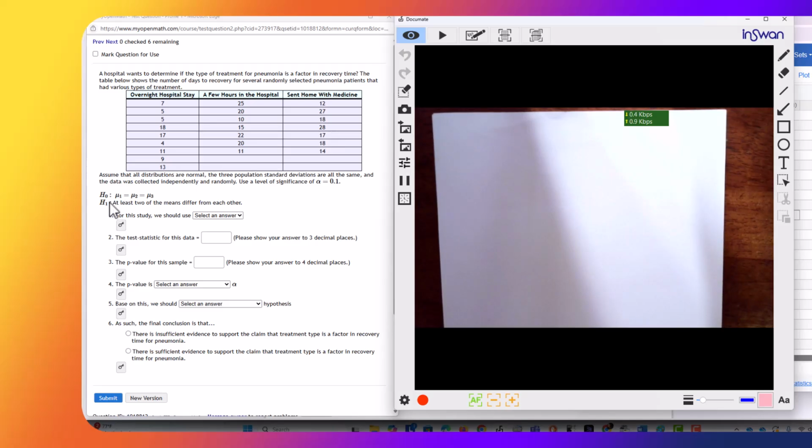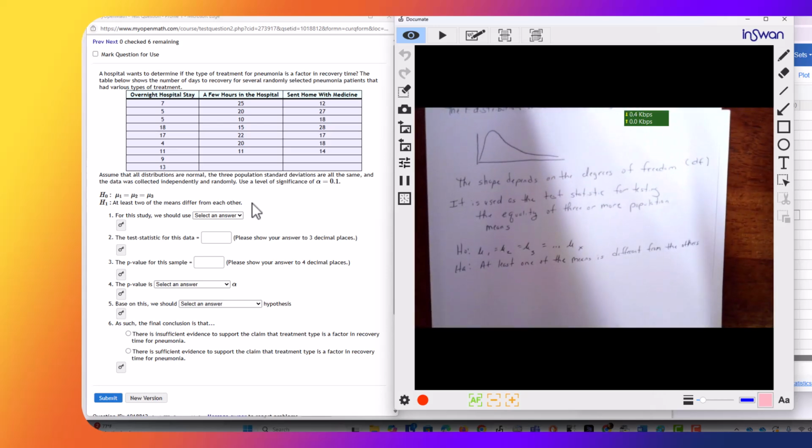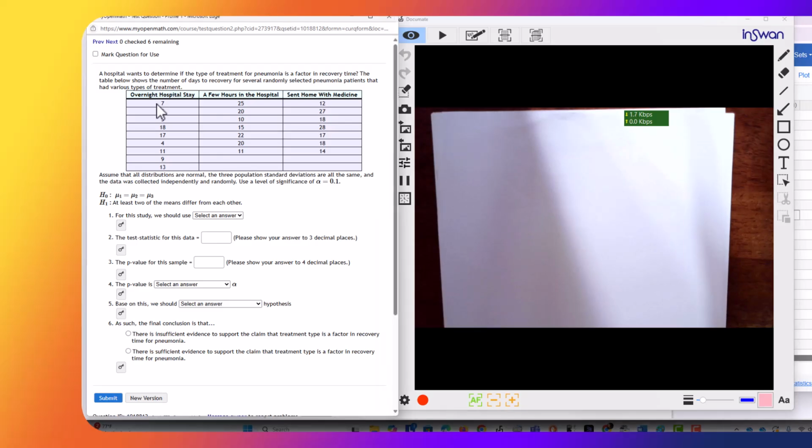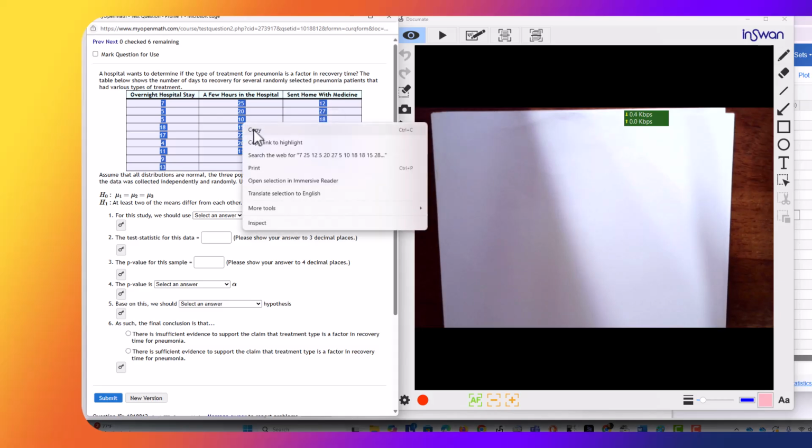So notice that your null is that the recovery times for overnight hospital stay, a few hours in the hospital, and sent home with medicine are all the same. And then your alternative, and notice they use H sub 1, we normally use H sub a, is that at least 2 of the means are different from each other. The way that I put it is at least one of the means is different from the others. At least 1 means 1 or more, so at least 2 of the means, it's essentially the same thing. So you may see it differently in different books. Okay, so how are we going to do this? Let's see if this comes in nicely in StatDist.